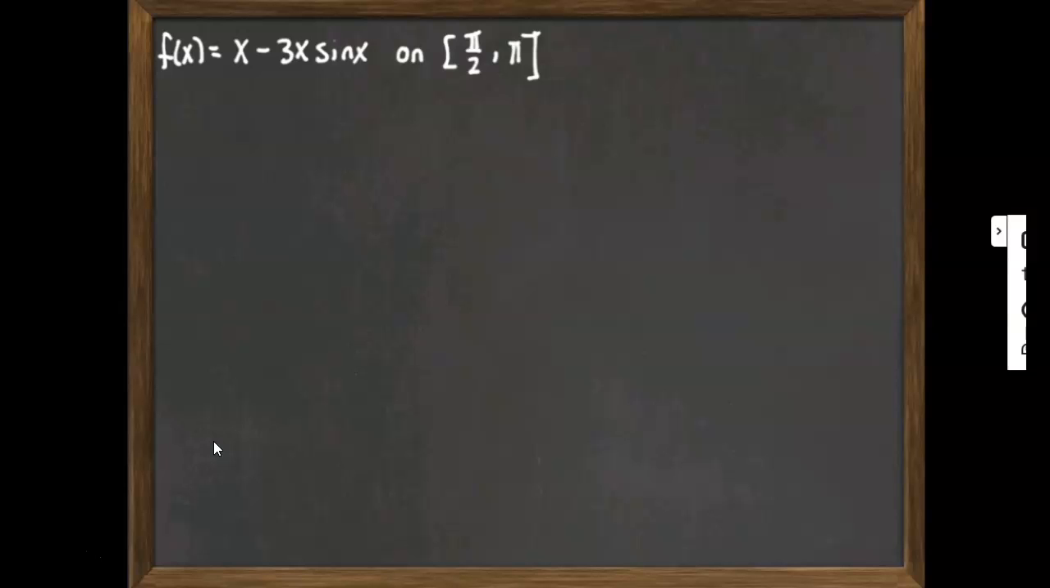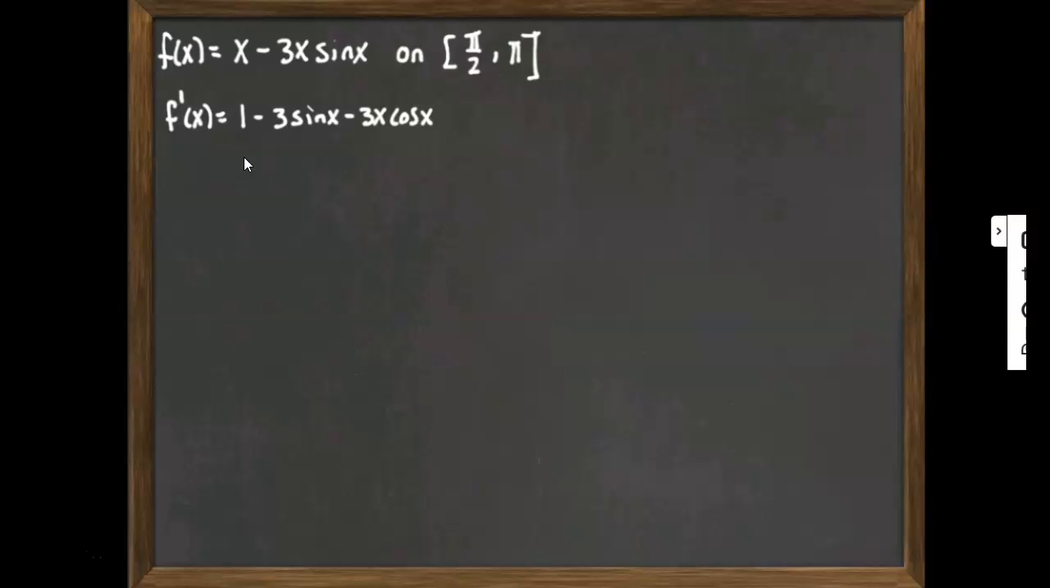So the process we begin is, hey, we have to find the derivative to use it. So that would be the derivative of x, which is 1. Then we have 3x sine x. We're going to have to use the product rule. So the derivative of 3x is 3 times sine x. So I did derivative of the first times the second, and then the first, 3x, times the derivative of the second, which is cosine. So that's my derivative.